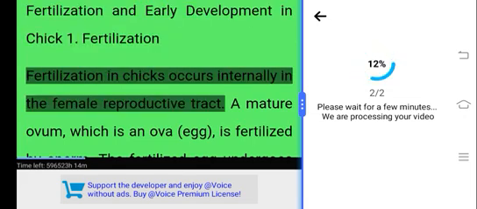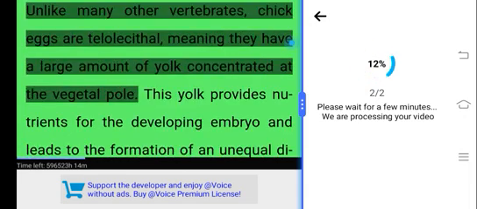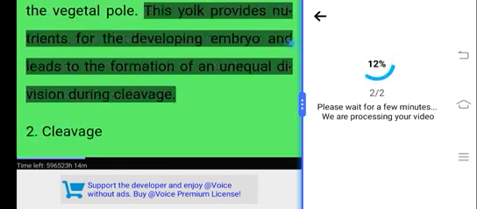Fertilization. Fertilization in chicks occurs internally in the female reproductive tract. A mature ovum, or egg, is fertilized by sperm. The fertilized egg undergoes a series of meiotic divisions. Unlike many other vertebrates, chick eggs are telolecithal, meaning they have a large amount of yolk concentrated at the vegetal pole. This yolk provides nutrients for the developing embryo and leads to the formation of an unequal division during cleavage.